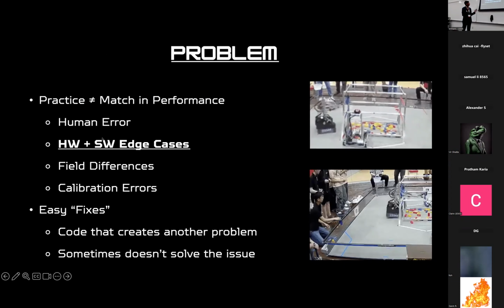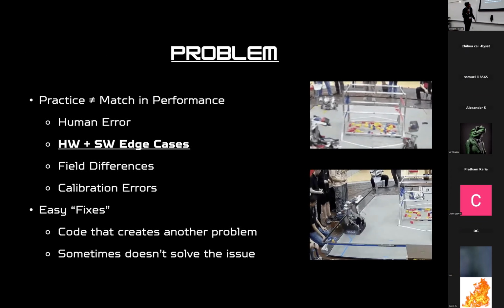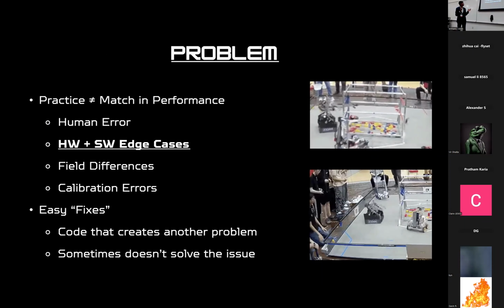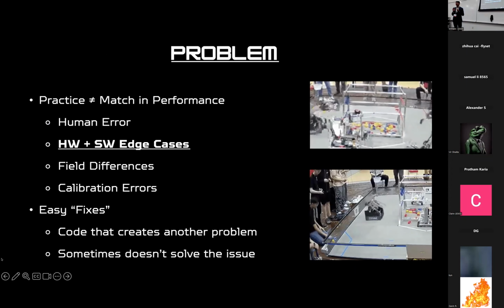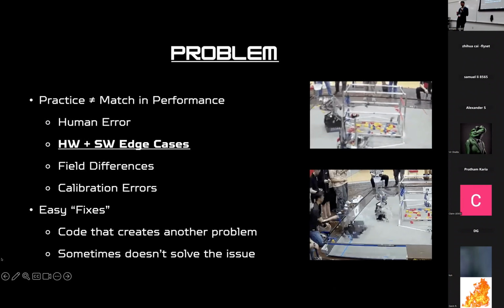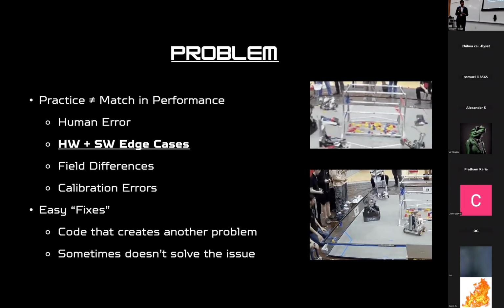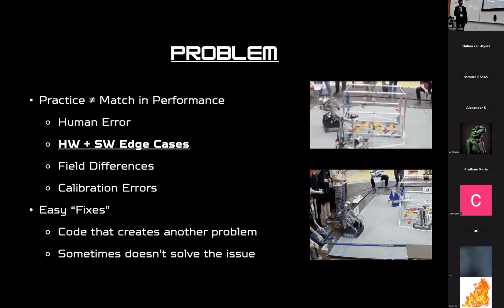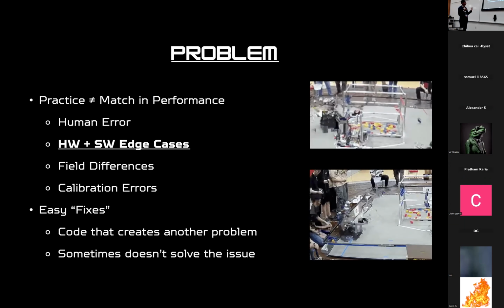So the problem is pretty simple here. What happens in practice doesn't usually happen in a match. Basically, the issue is that there's a lot of human error. There's a lot of what we call edge cases, and the way we think about that is to think about the fields and how they're different. If something barely works at your practice field, there's a good chance when you move it to a match, it doesn't actually work. And then there are of course field differences and calibration errors. Essentially, you encounter problems in these matches that you're not really having in practice.